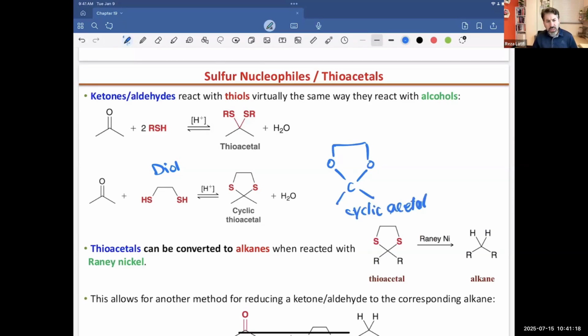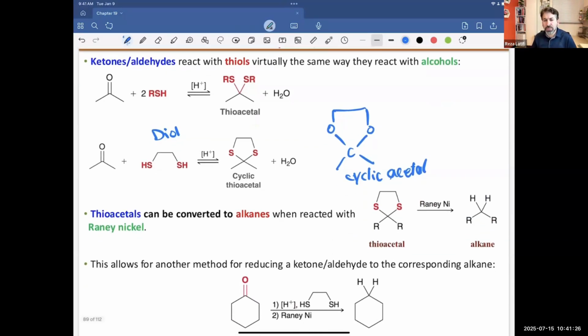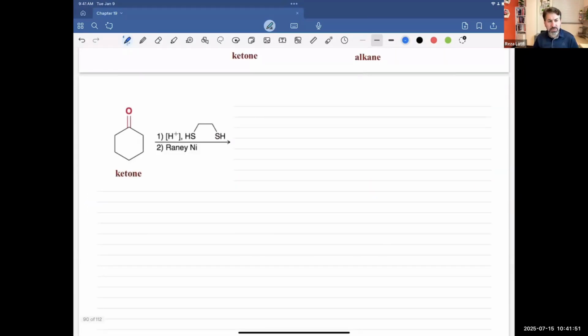And you can do the same thing by using sulfur instead of oxygen, and that's going to give you a cyclic compound. But there is one benefit in it: if you take a cyclic thioacetal and treat it with Raney nickel catalyst, you can actually get an alkane. That means you can reduce a carbonyl group and turn it into an alkane. And this is going to be the example that I will practice.